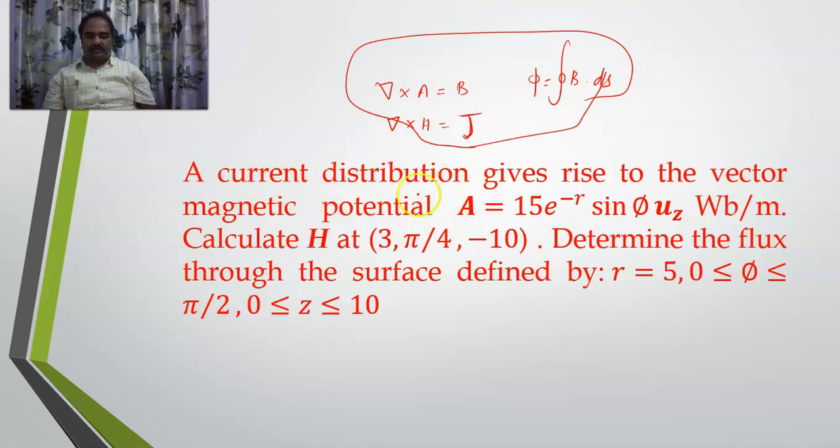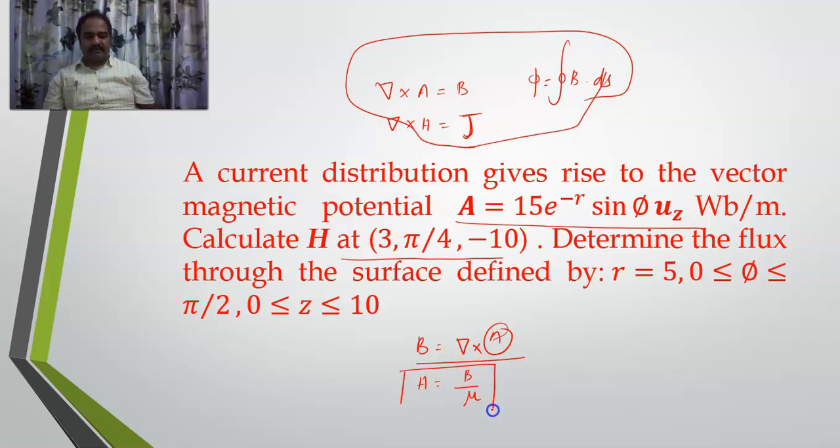The first problem states that there is a current distribution giving rise to a vector magnetic potential A, and we need to calculate H and also the flux through the surface. A has been given for us, and we need to determine H. So we will calculate B is equal to del cross A, and from that H can be computed as B by mu. Second, to determine the flux, we can employ this particular formula.